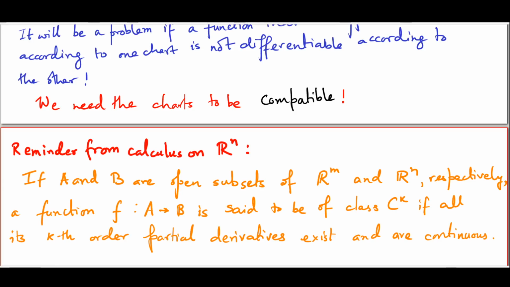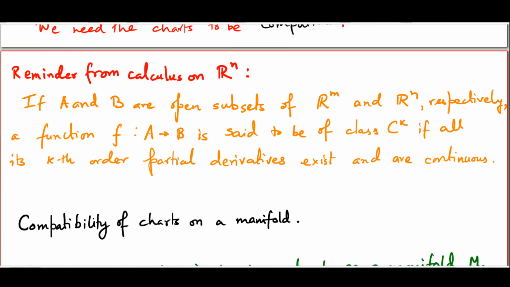So in order that a function be C^k, it is not sufficient that all its kth order derivatives merely exist. These kth order derivatives should be continuous. We will soon be talking about C infinity functions only, functions which are differentiable arbitrarily many times. But for the time being, let us focus on what would happen if we were dealing with functions which are differentiable only k times and not necessarily more than k times. Now, with this definition under our belt, let us talk about the compatibility of charts on a manifold.